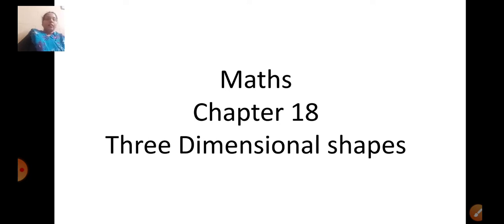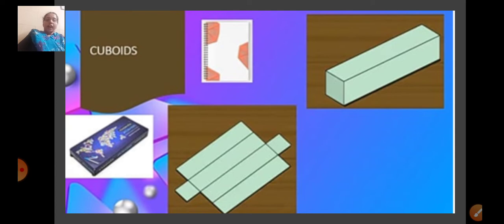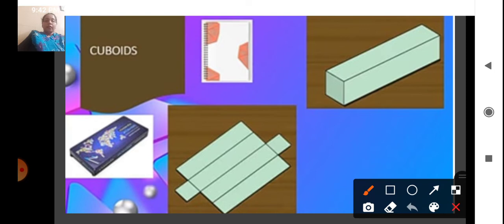We have already learned about this, children, in your previous class, that is grade 5. So let us learn more about this year. That is the topic 3D shapes, that is three-dimensional shapes. So here we have the first one, that is cuboids. Now, children, you have learned to make a cuboid from its net last year. Do you remember, children? Using the net form, you had learned to make the cuboid.